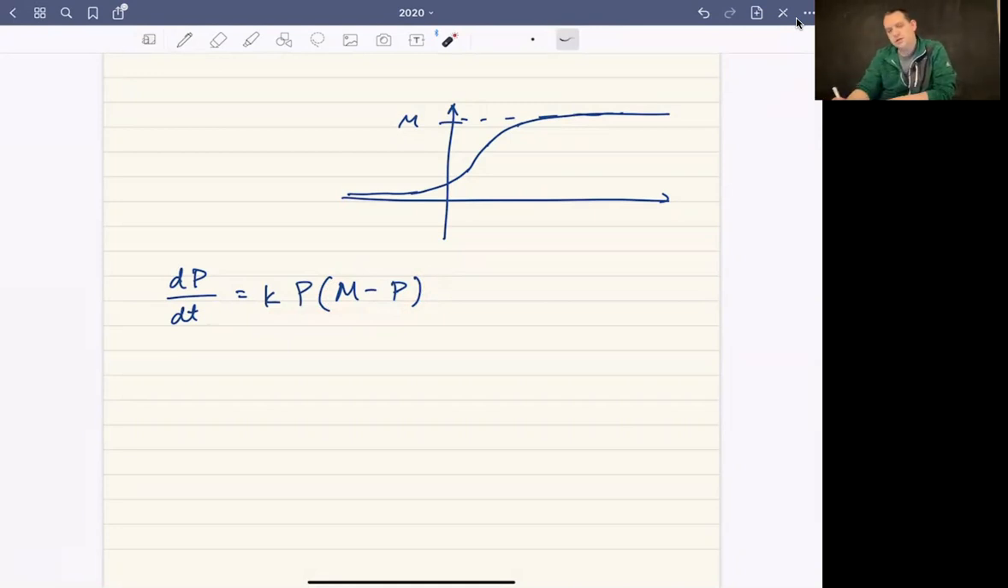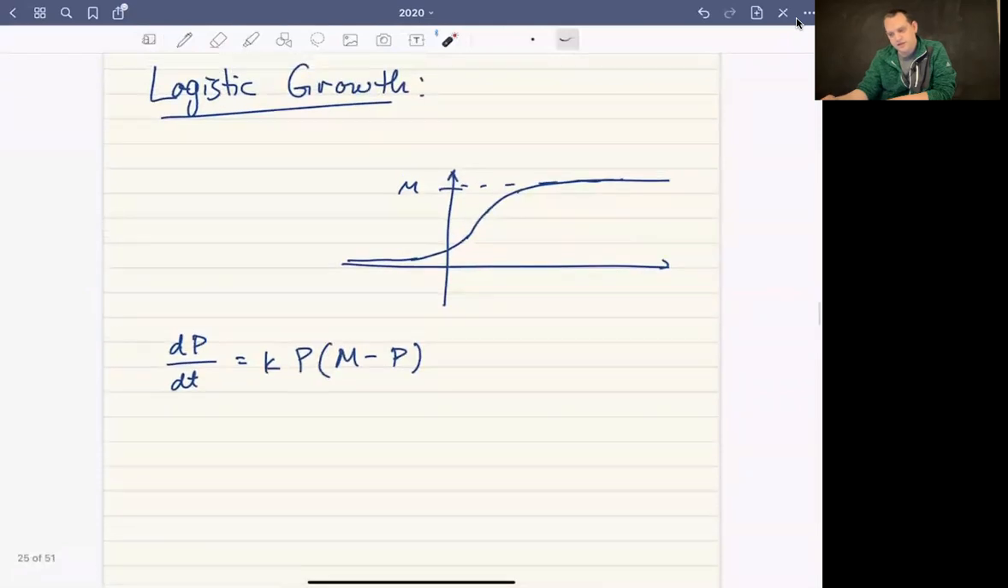And then when P is close to M, this value M minus P is going to be small. And when P actually is equal to M, this might even be a better way to think about it, there can't be any more growth, because the derivative is going to be 0, meaning that P is going to be a constant, or nearly a constant. So when M minus P is small, this really slows the growth and you end up asymptoting at M.